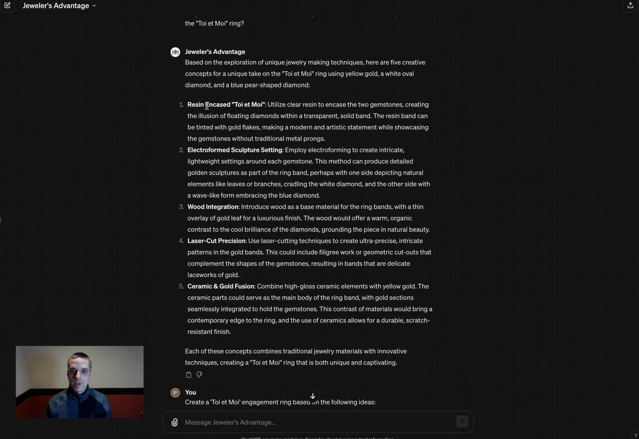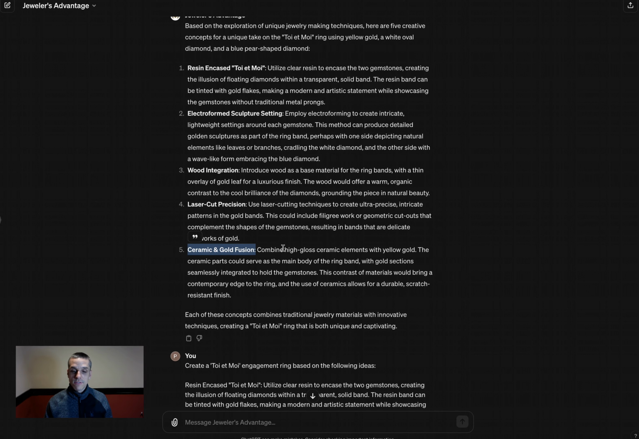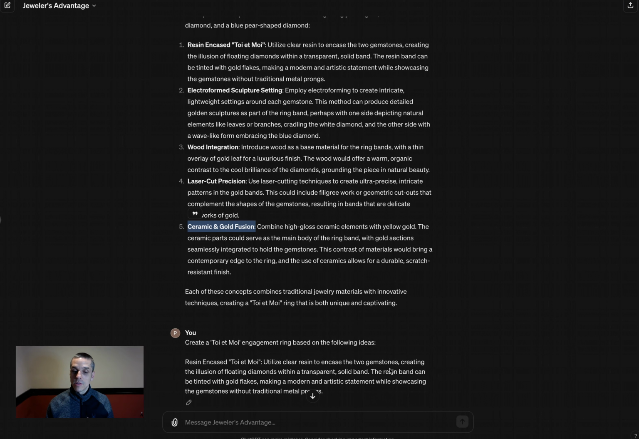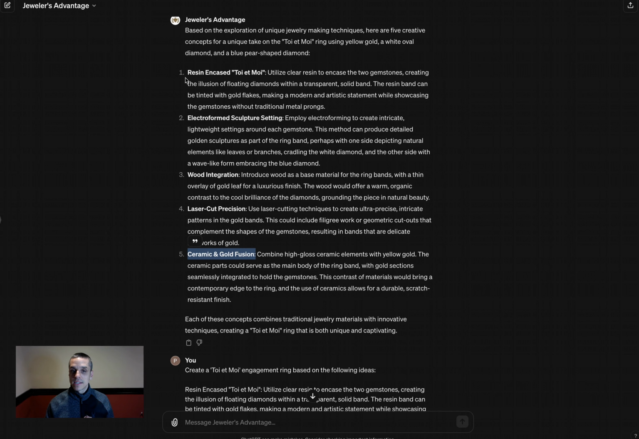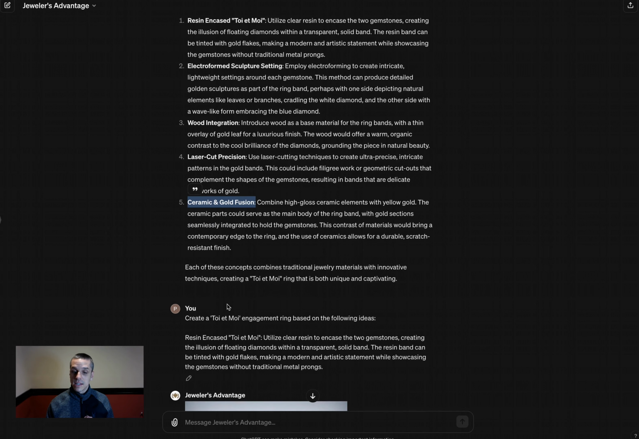And I've got resin encased gold flakes. I've got electroformed sculpture setting. I've got wood integration, laser cut precision, and ceramic gold infusion. And it just describes what these are. All I said from there was create a Toi et Moi engagement ring based on the following ideas, and then I would just copy and paste 1 through 5 by themselves in.